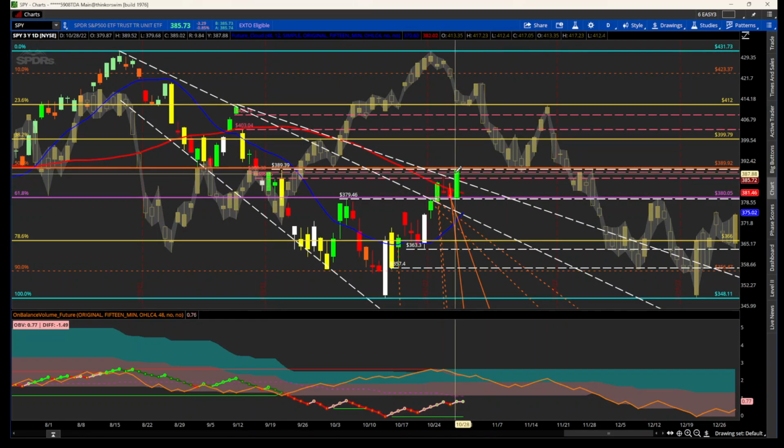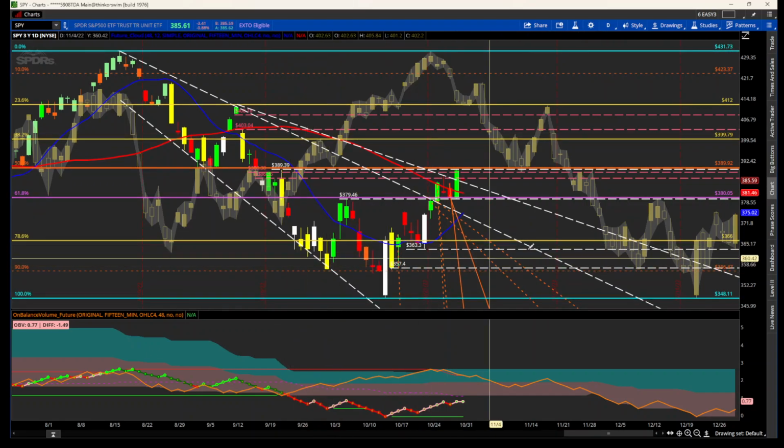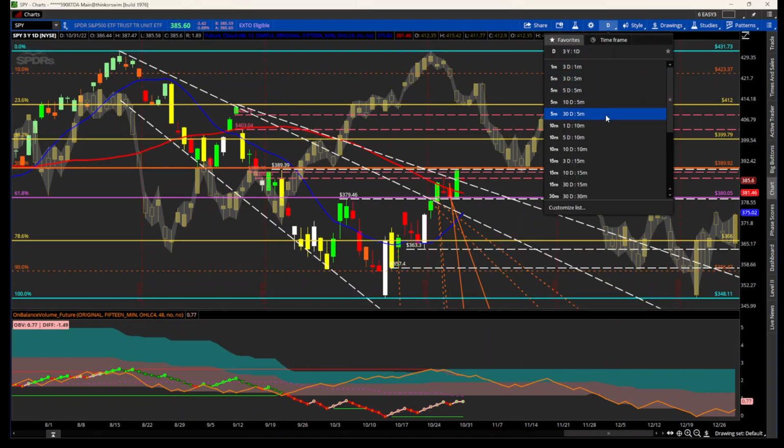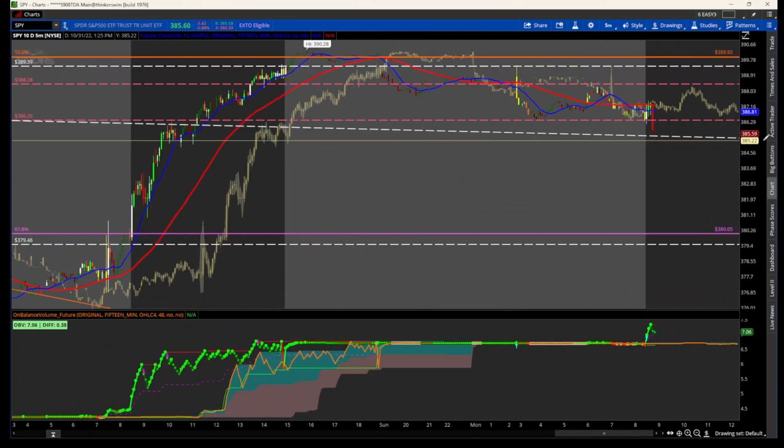Even though this candle broke it, I'm not going to get rid of it just because one candle broke below it. Just like the situation out here, these wicks broke below that one as well. But this indicator works on all time frames. Let's go back down to the 5 minute and let's see what happens.